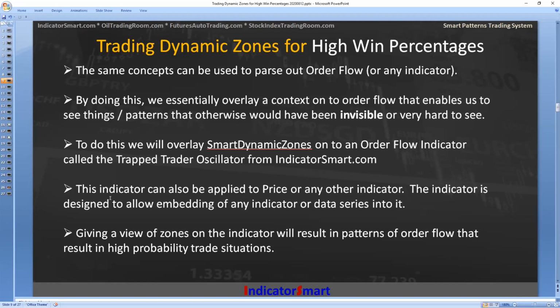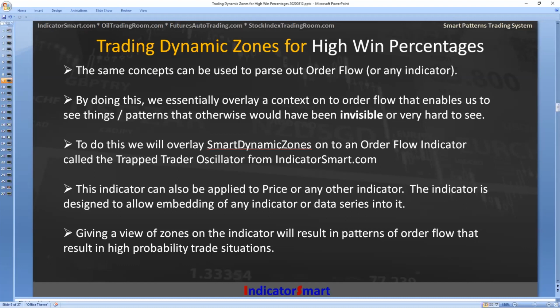Giving a view of zones on the indicator will result in patterns of order flow that result in high probability trade situations. They'll also create a context for learning. What do I mean by that? Because it'll help us to see things that would have otherwise been invisible, now we'll start seeing patterns that you would never even know were there if you didn't have the indicator on. Well, that's a big game changer. The context provides the potential for learning, because all learning is done as a result of contrast.